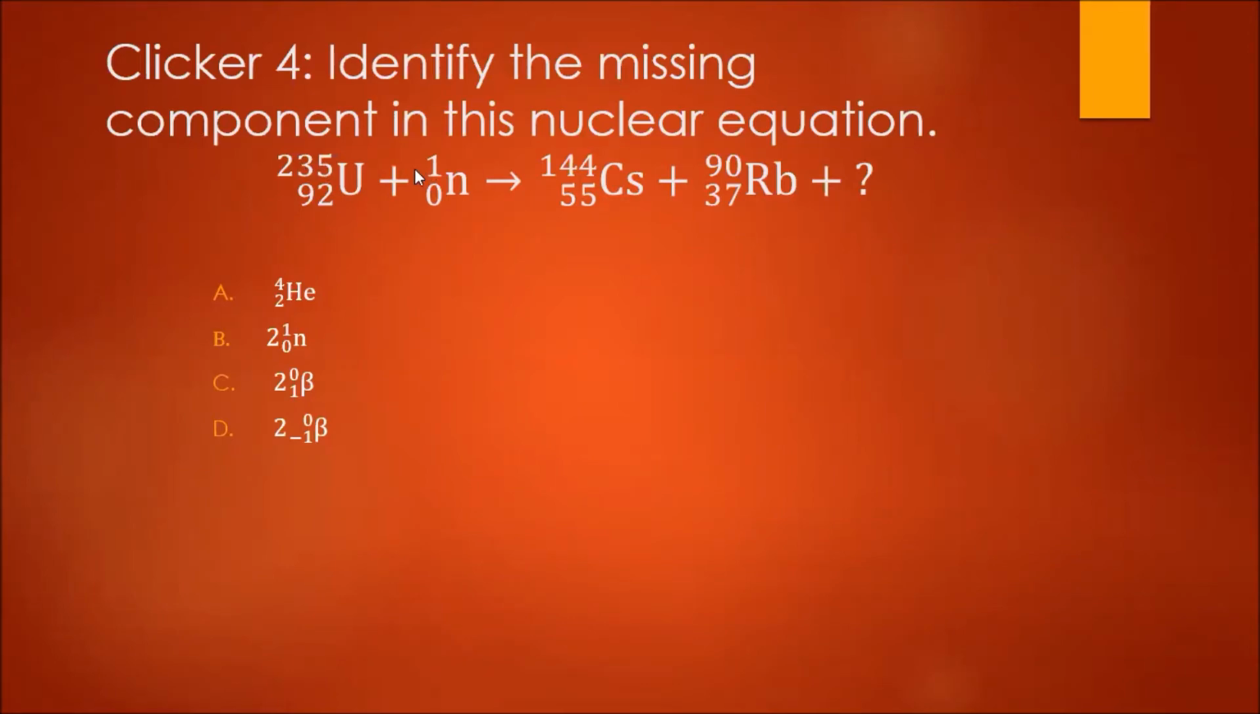235 plus 1 makes it 236. So 144 plus 90 plus whatever must give you 236. Now the options are an alpha particle, which is a helium atom, 2 neutrons, 2 positrons, or 2 beta particles. Once again, send me an email if your clicker isn't working. Got a few more minutes.